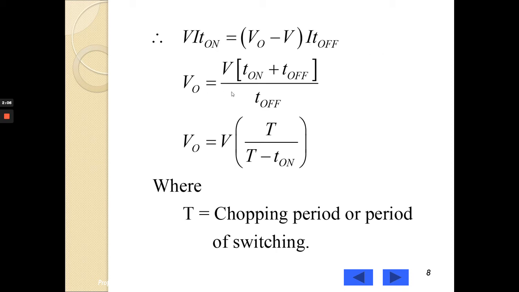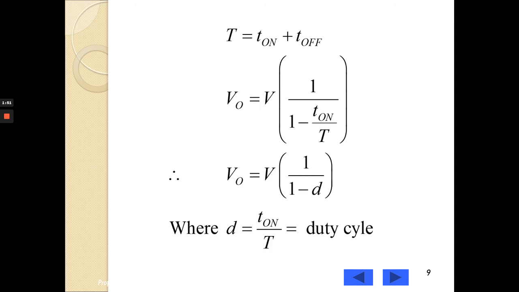So, V out equal to V into T on plus T off divided by T off. So, V out equal to V into T divided by T minus T on, where T is the chopping period or period of switching. As T equal to T on plus T off, V out equal to V into 1 divided by 1 minus T on divided by T.